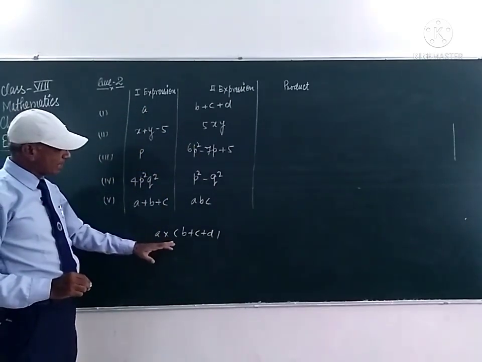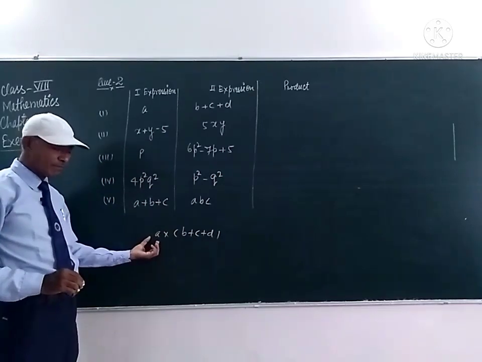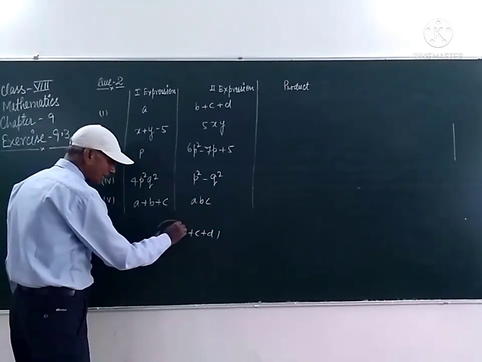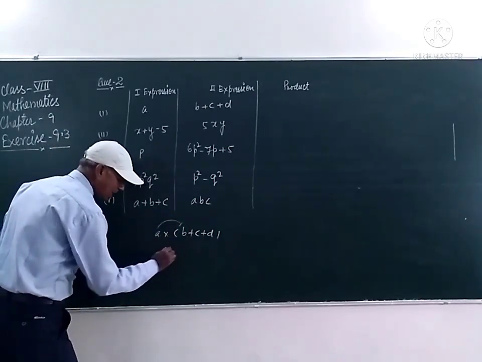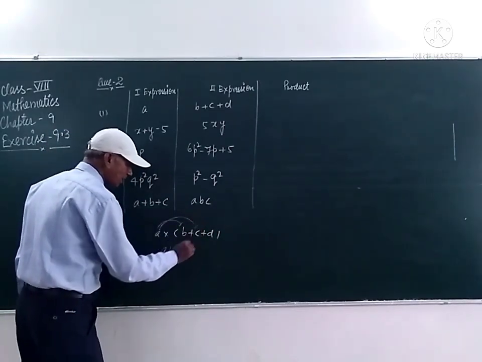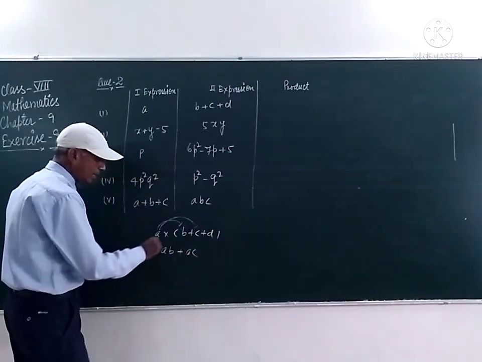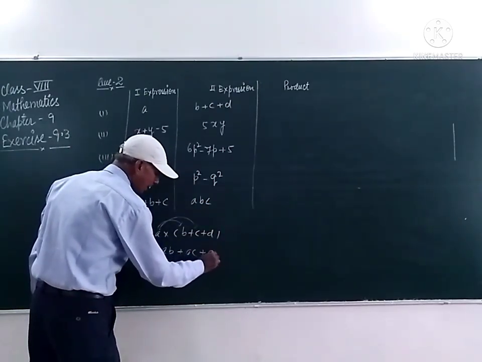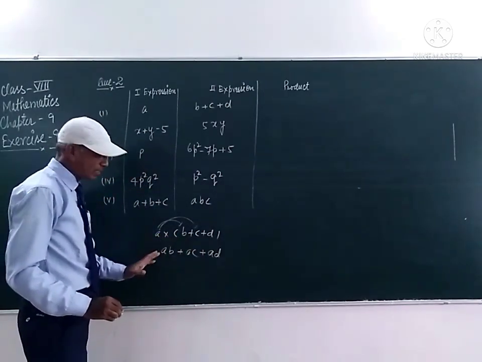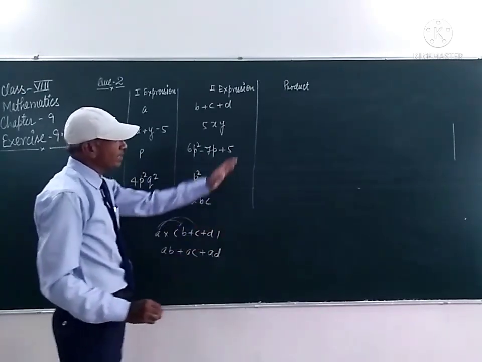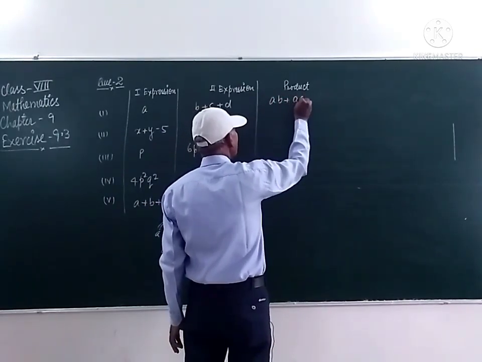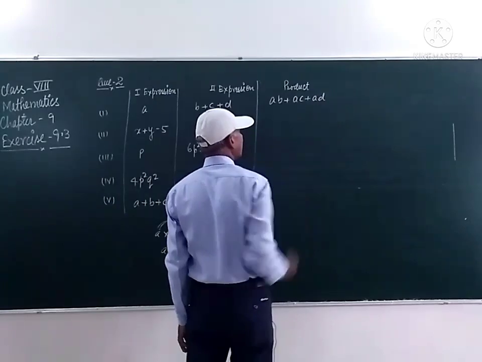So A multiplied by (B plus C plus D), this one is the first expression and this one is the second expression, student. First of all we have to multiply A with B, that is AB, plus A into C, that is AC, and A into D, it will be AD. Clear, student? This is the product of A into (B plus C plus D). So we have to write this product in this column, student, and it will be AB plus AC plus AD.